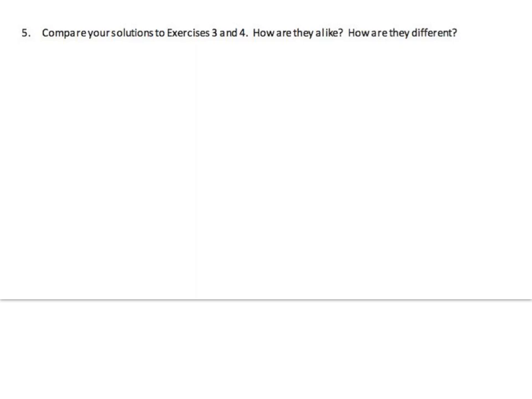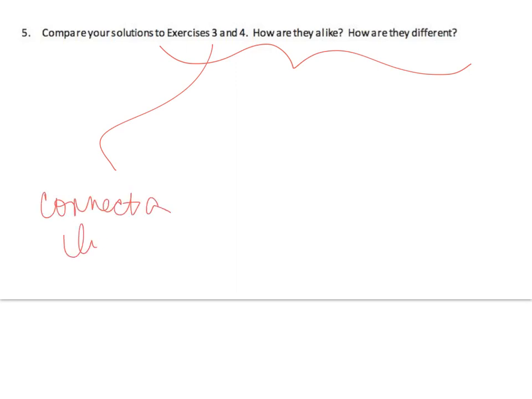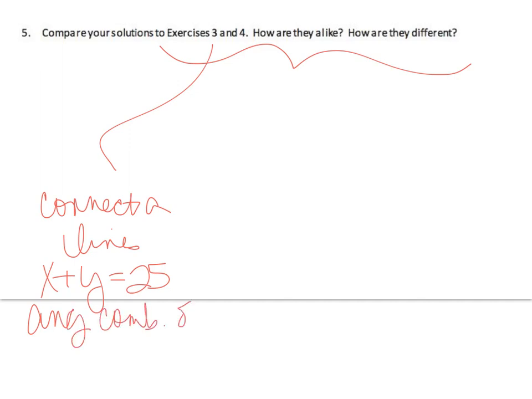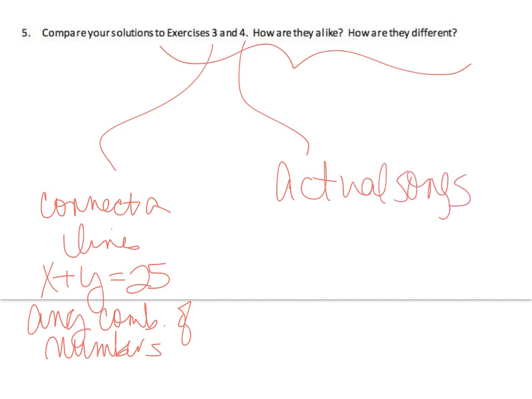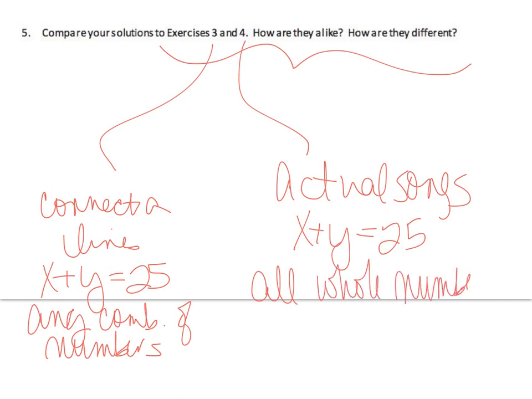Cool. All right, compare your solutions to exercises 3 and 4. How are they alike? How are they different? In 3, I can connect a line, because these were just x plus y equals 25, and it was any combination of numbers. And then here, it's actual songs. x plus y equals 25. Okay, we can't have pieces and parts. They have to be all whole numbers. All positive numbers.